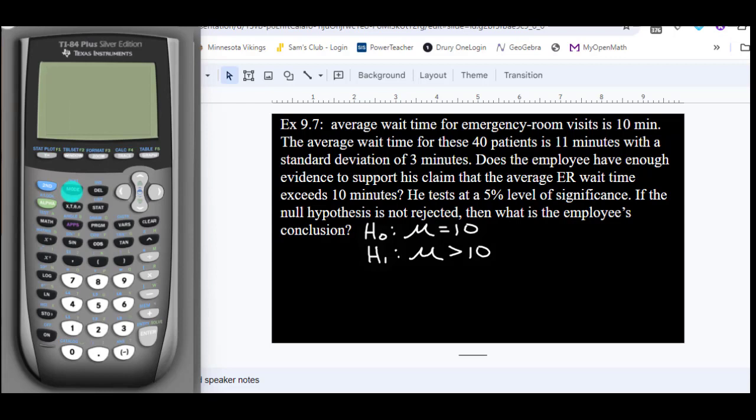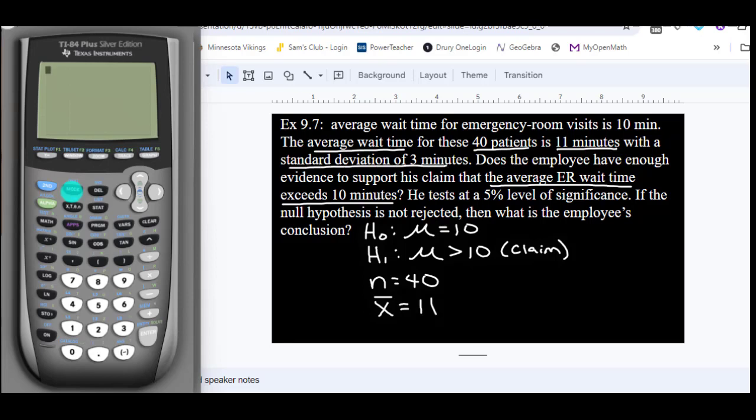And again, here's where we get that. Does the employee have enough evidence to support his claim that the average ER wait time exceeds 10 minutes? So that's greater than. And one thing we might want to note is this is the claim of the employee. Then if we go through this information, there were 40 patients, so n is going to equal 40. 11 minutes was the average wait time for those 40 patients, so x bar is 11 minutes. The standard deviation of those 40 patients was 3 minutes, so s is 3.